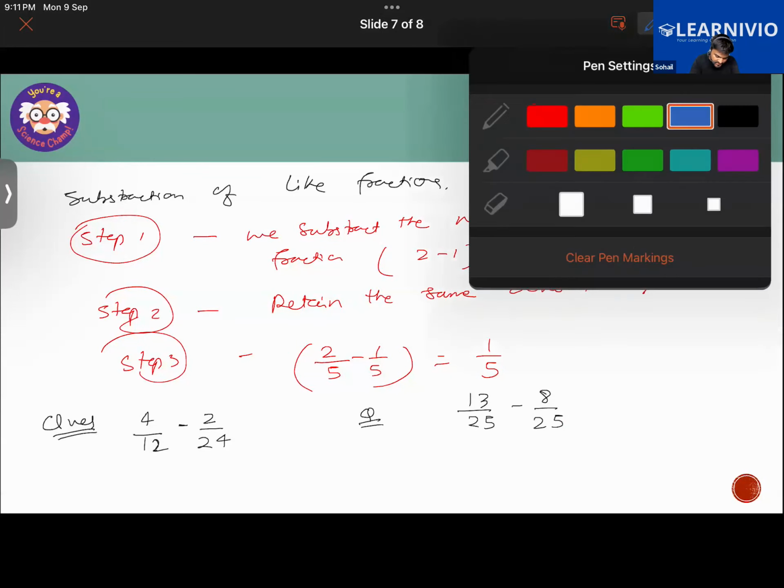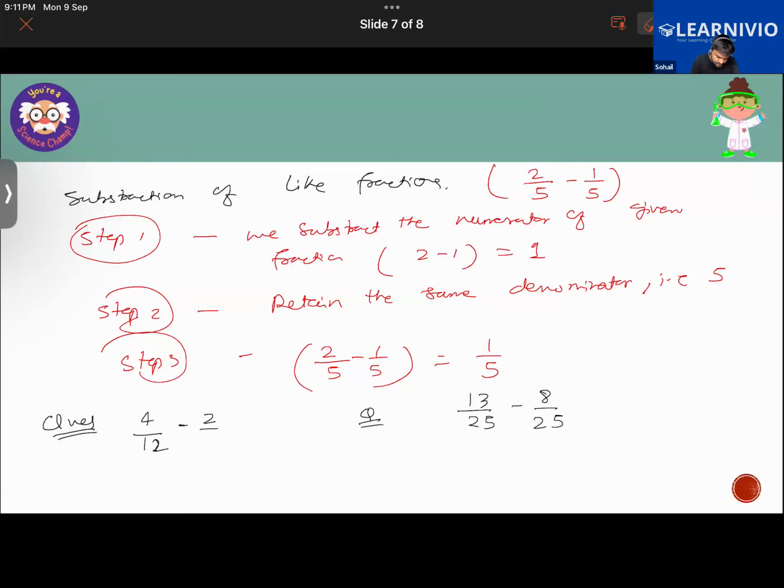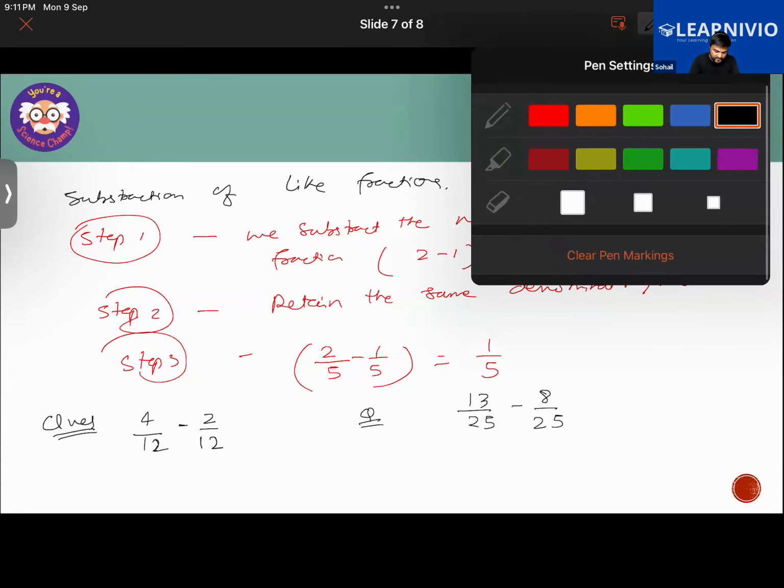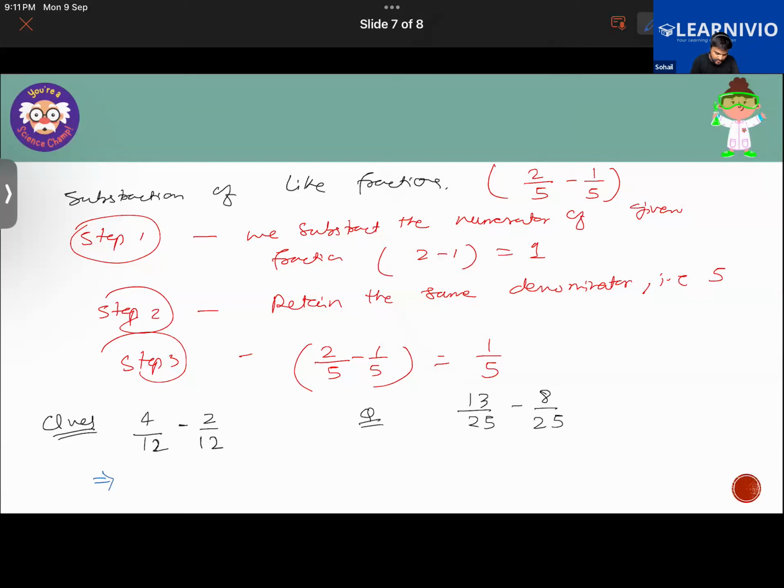Wait, just 1 minute. It's not 4 upon 12, I think. It's 2 upon 12, I guess. Okay, what answer are you guys getting for the first one? Sumaya? I'm getting 2 by 12. 2 by 12, good. And for the next one?